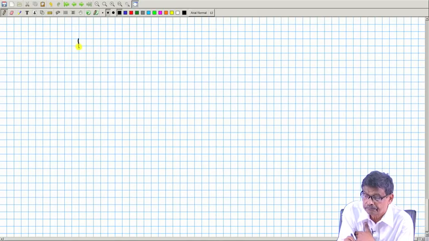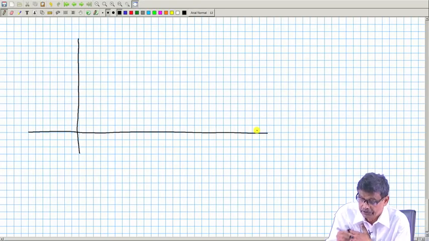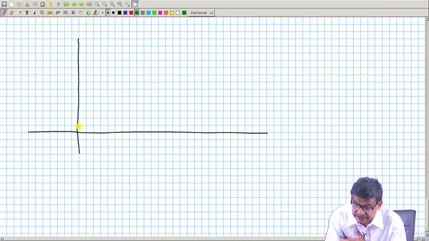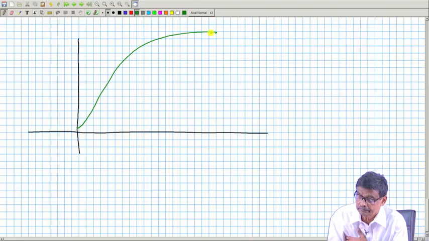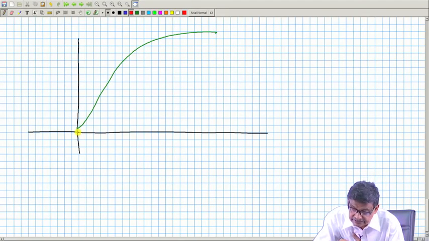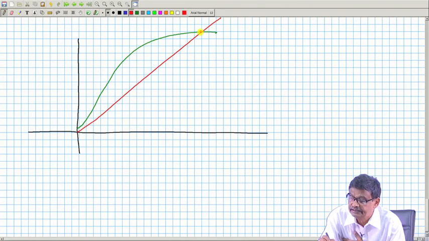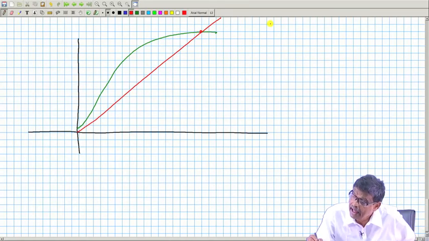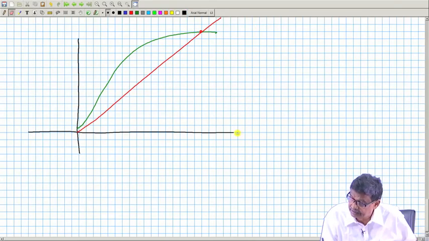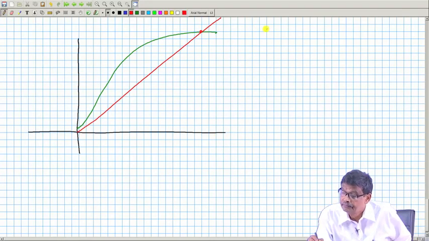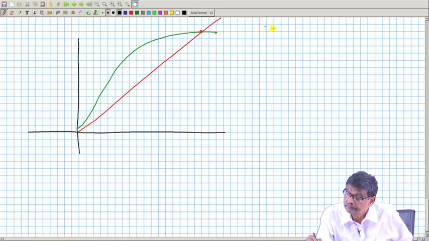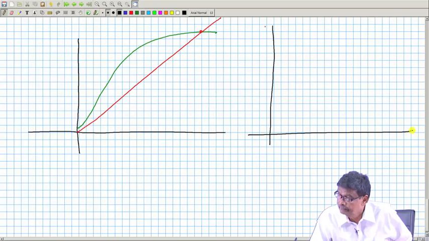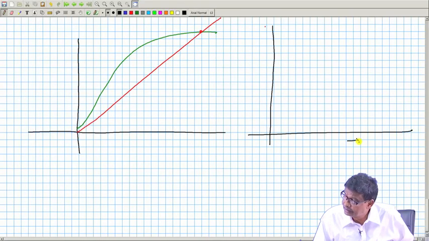Suppose this is the VI characteristics, OCC. This is the field resistance line, this is the generated voltage, and here I will sketch the load characteristics. This is either IL or IA, armature current.